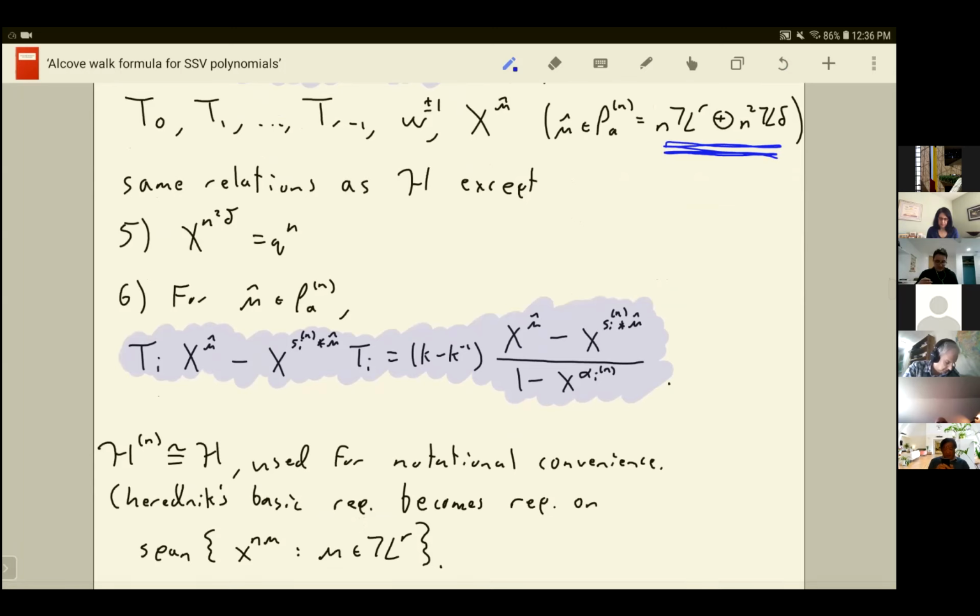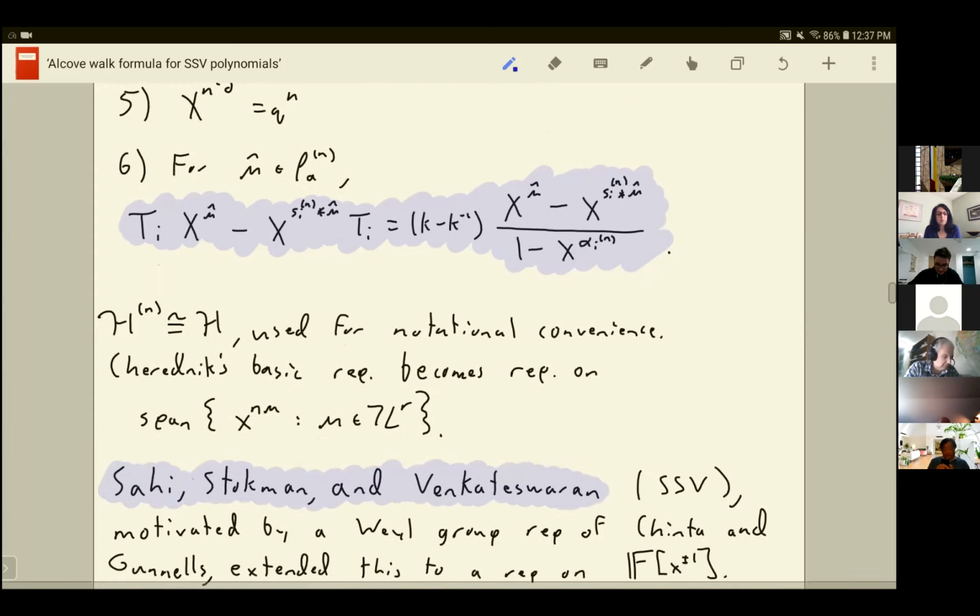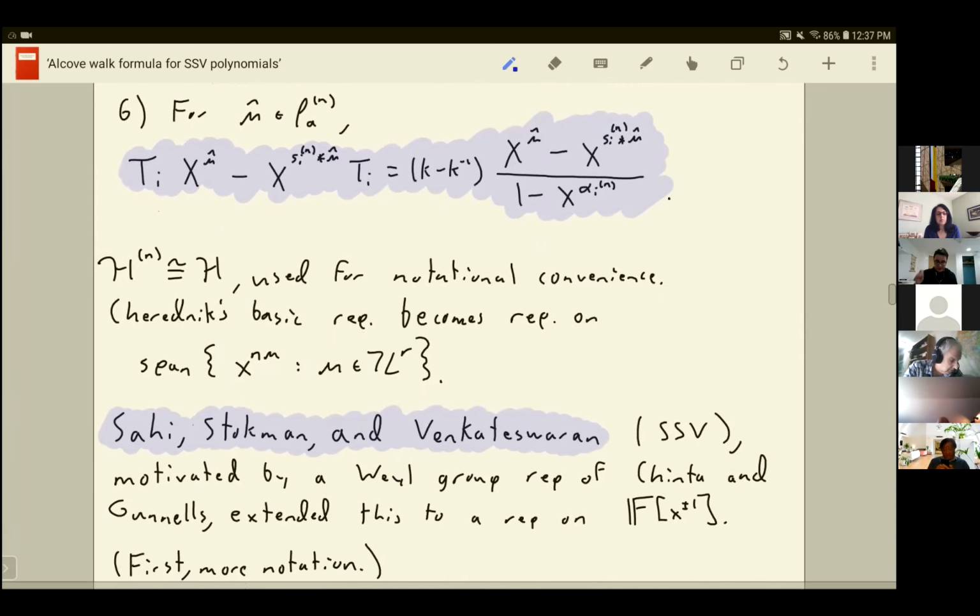But what's interesting about this is that the basic representation, the thing that you get just by inducing, is now a representation on nth powers of x, because that's what lives in the Hecke algebra now. And the thing that SSV did, Siddhartha and his collaborators, is they constructed a representation on all Laurent polynomials, not just nth powers. I'll have to give a little bit more notation before I can state it, but as I just said, they extended this to a representation on all Laurent polynomials.